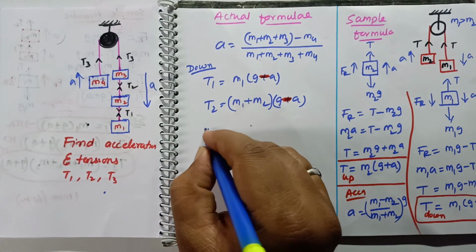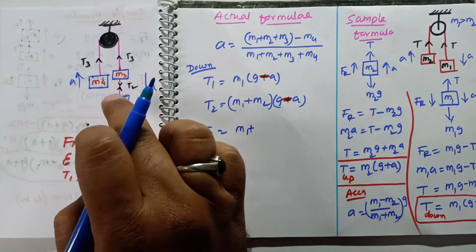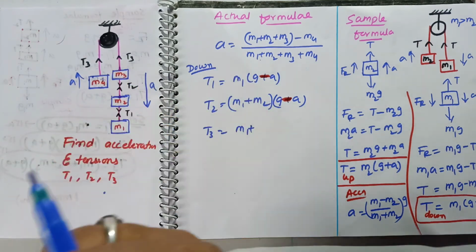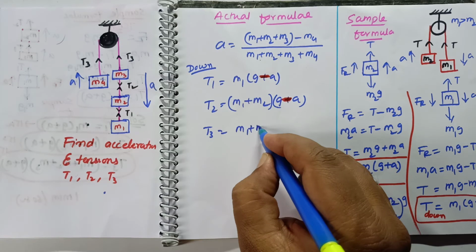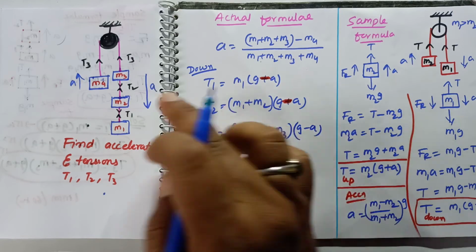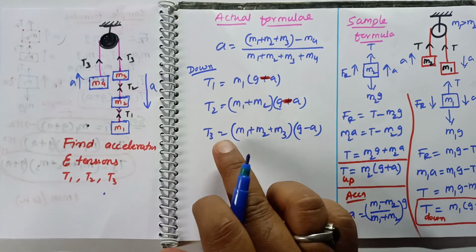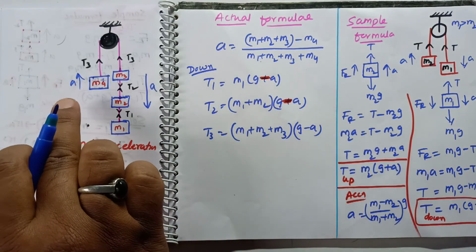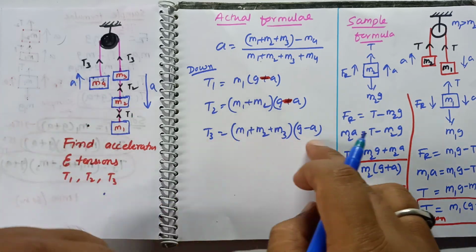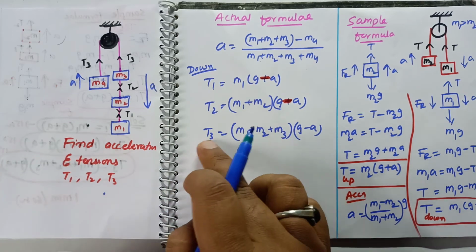So let us take the third one also, tension T3. In this case also, T3 means M1, M2, M3 all together are moving downwards, and T3 is holding the three masses here. So you can just write M1 plus M2 plus M3 into G minus A, because these are the three systems moving down. So down systems means this is the basic formula. Okay, we got the tensions T1, T2 and T3. How are you going to find out now? T3. Okay, so no need to find out T3 here separately, because already we got this. Understand?